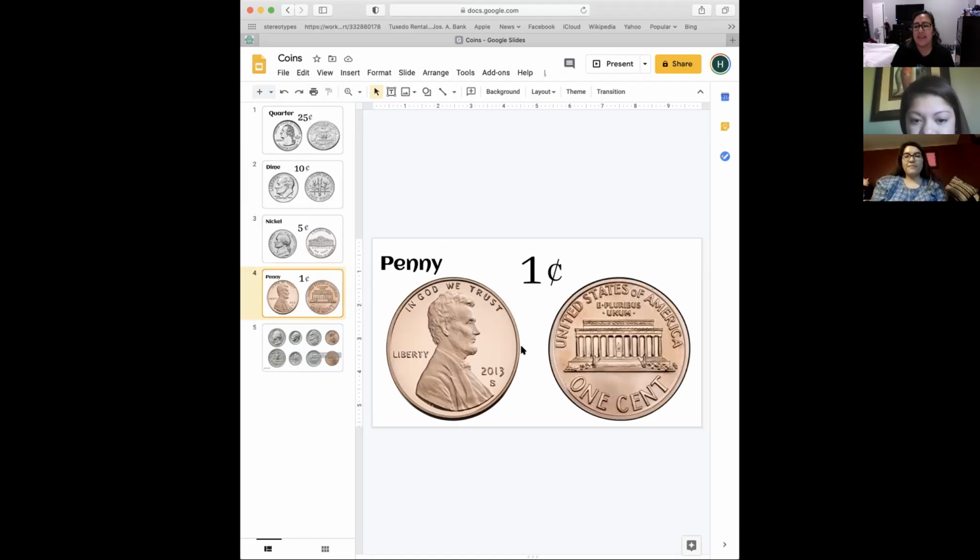Here we have the penny. Anybody know the value of the penny? It says it's 1 cent. That's right, it's 1 cent. So this is the front, and it has Abraham Lincoln on it. And then on the back, it has the Lincoln Memorial. And this is what the word penny looks like.